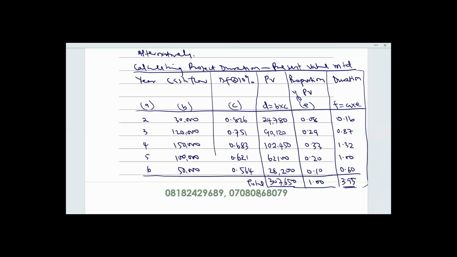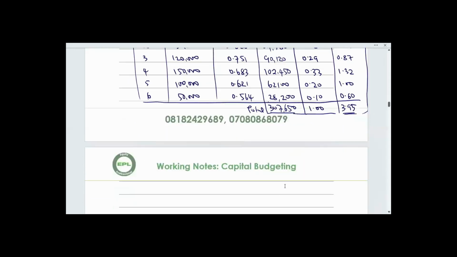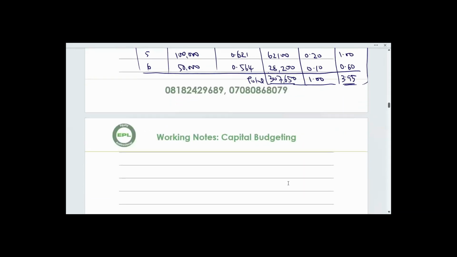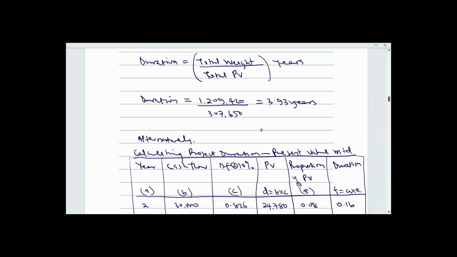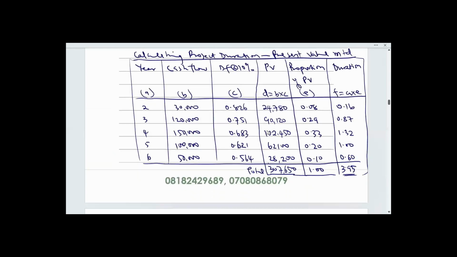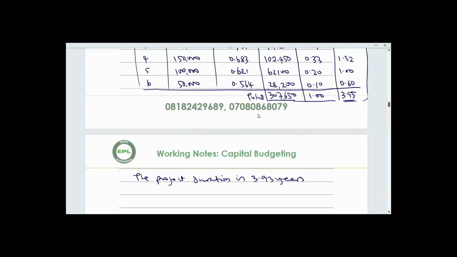Okay, so that's that. So this is how to calculate project duration. I can then say the project duration, let me see the first one I calculated the other time. Okay. So I can say the project duration is 3.93 years. Whichever one you have used, don't go and be demonstrating the two. Just use only one and move on.